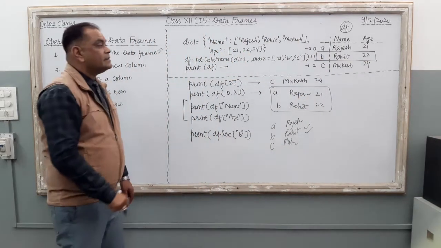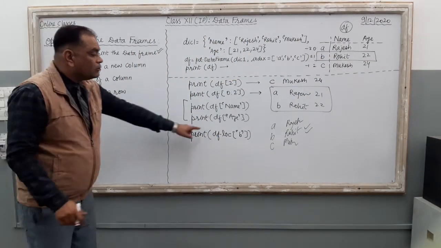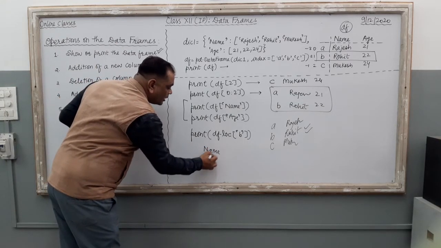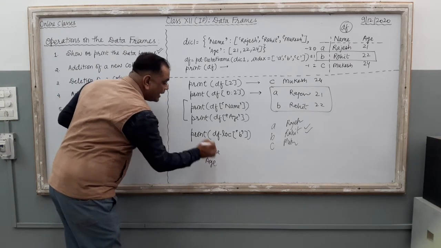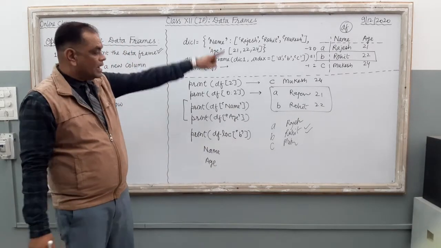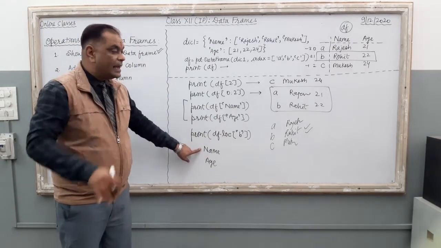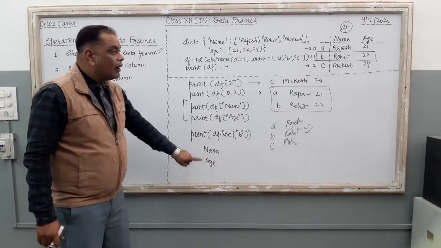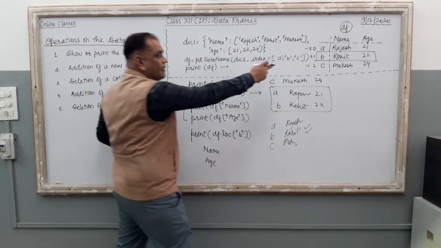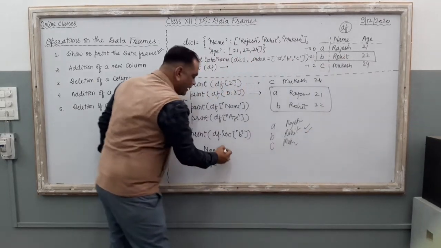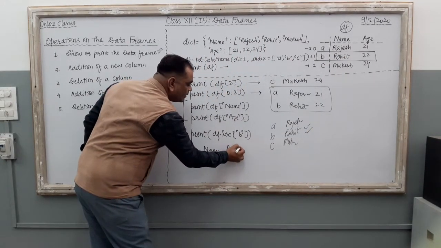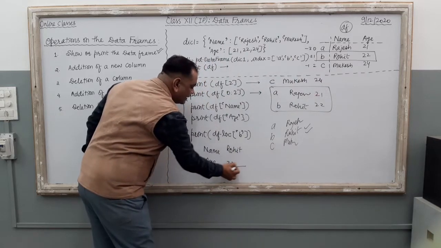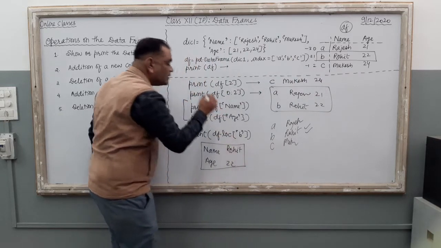The output is worth seeing. LOC B. Now the output is name. The column is treated as an index. Right? The column name was name. It is treated as index. Age, it is another name of the column. It is treated as index. Now in front of name, what is there? B. B means Rohit. In front of name, Rohit will be there. And in front of age, 22 will be there. It will be the output of this LOC function.